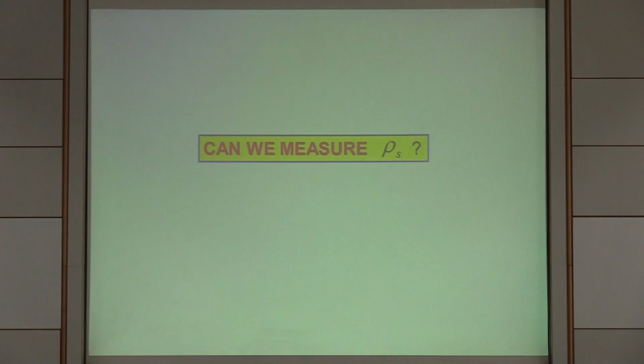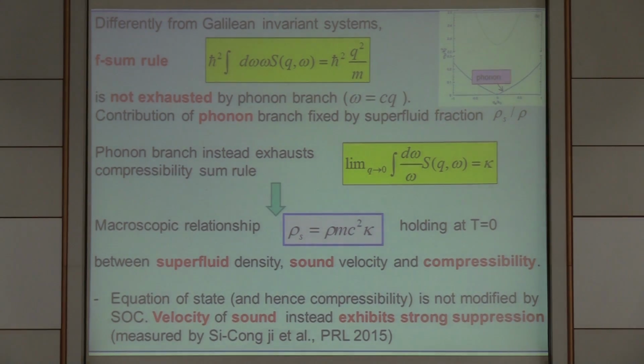A question which is of course important is whether we can measure the normal density and the superfluid density, which is rho minus rho n. The answer can be attacked by looking at arguments based on sum rules. In particular, what one finds is that, differently from Galilean invariant systems, the sum rule which is given by the energy-weighted moment of the dynamic structure factor, and which is given by the model-independent value q squared over m, is not exhausted by the phonon branch.